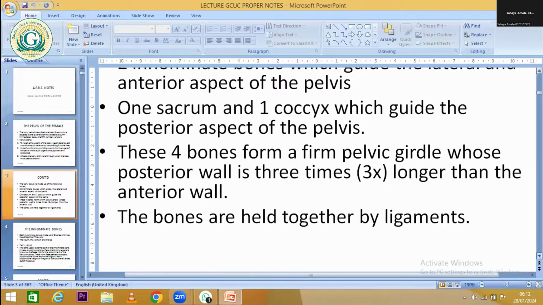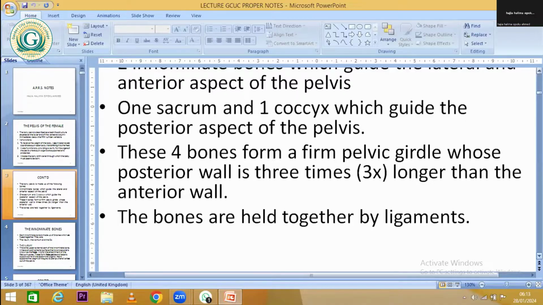The bones are held together by ligaments. So we are saying that the innominate bones constitute the formation of the entire pelvis. We have one sacrum, the two innominate bones, and then one coccyx. So we are going to see the structures that constitute the formation of the innominate bones.